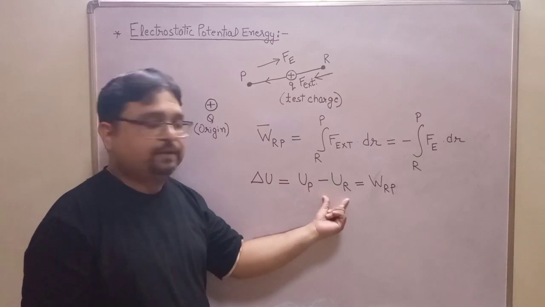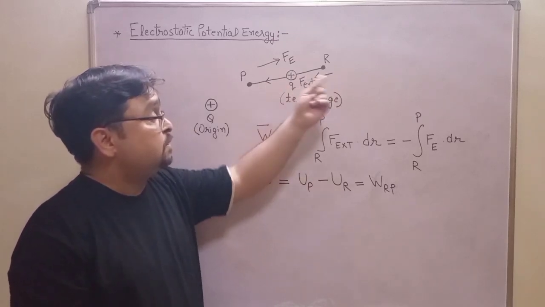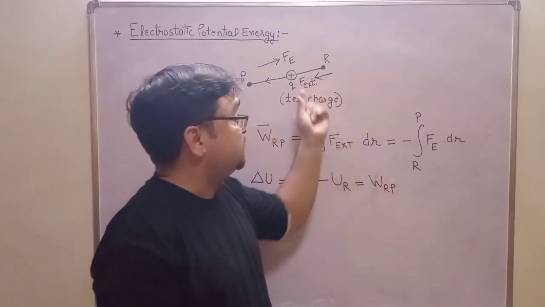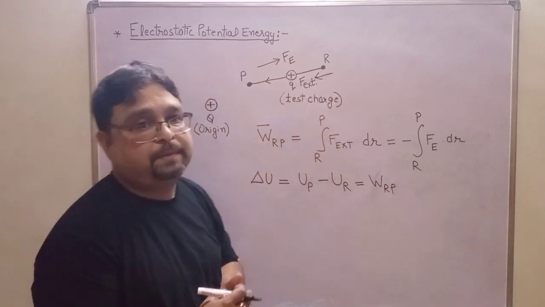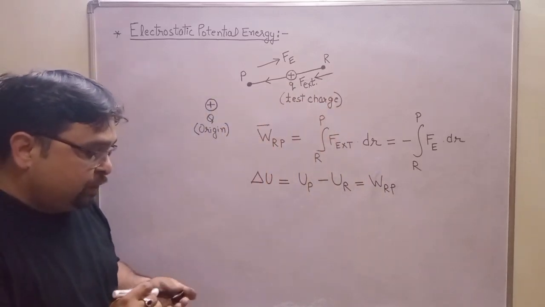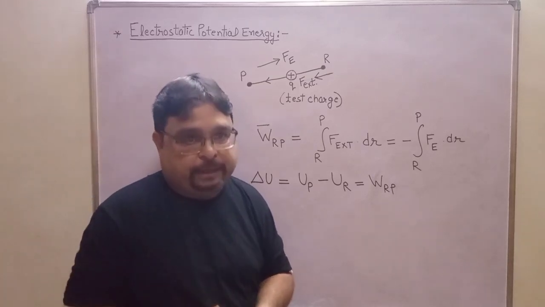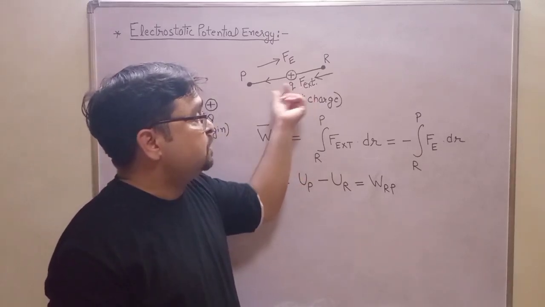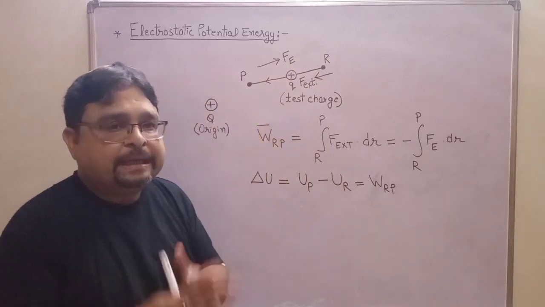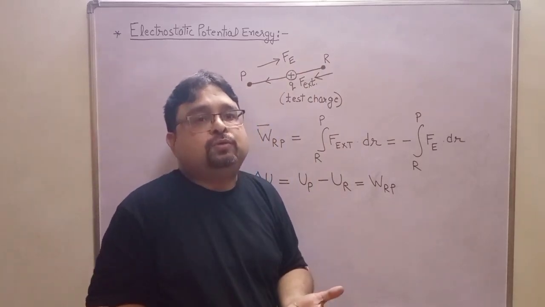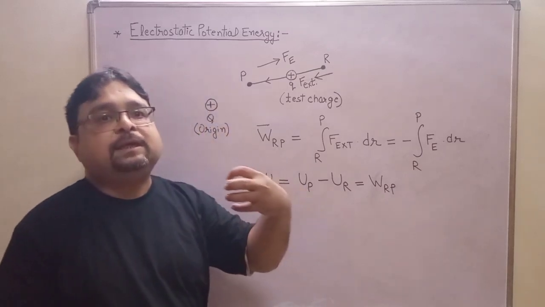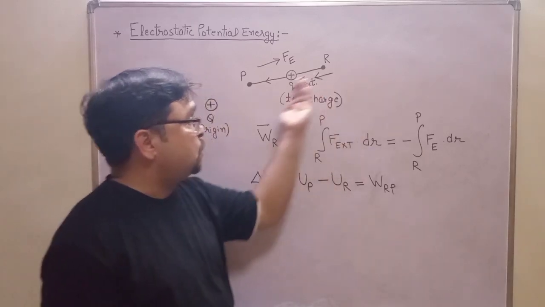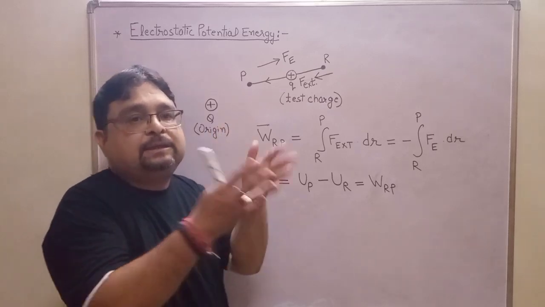So this potential energy difference between these 2 points will actually equal the work done in moving this test charge from point R to point P. Now, to define potential energy at one single point, we will assume that this charge is moved from infinity to point P. It is easier to assume that potential energy is zero at infinity, because as this charge small q comes closer to capital Q, potential energy increases.